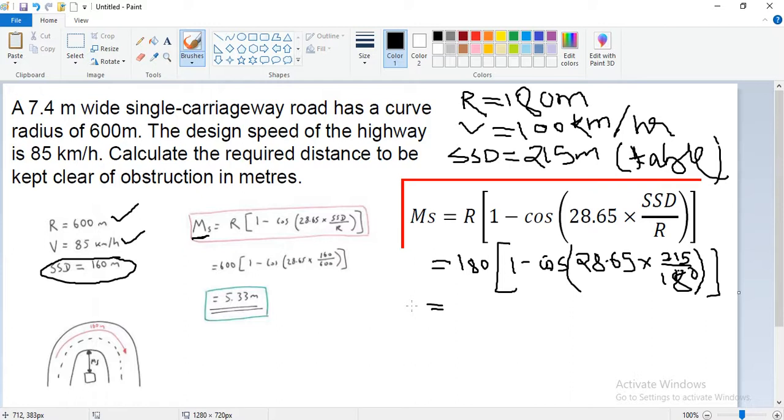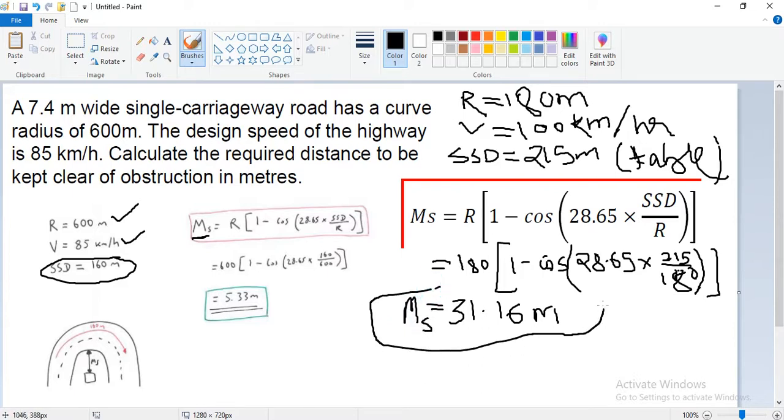Bracket, cos, 28.65 into 215 divided by 180. It is 31.16 meter. This is the distance.